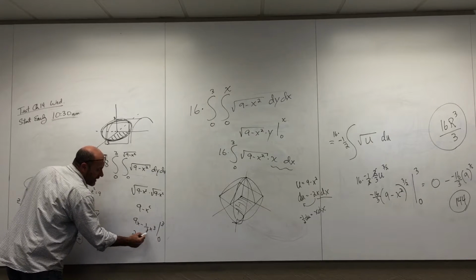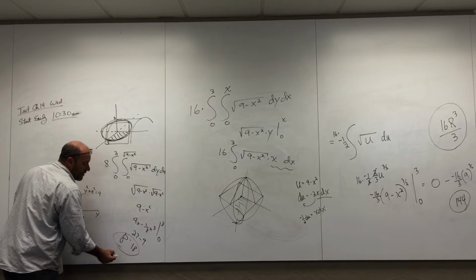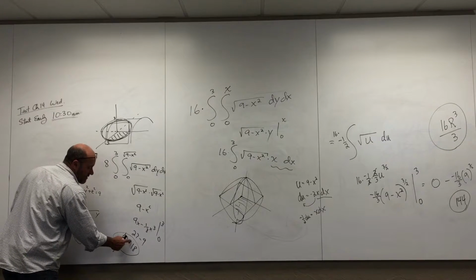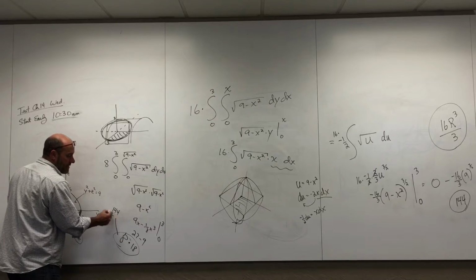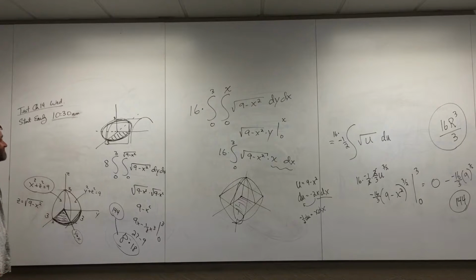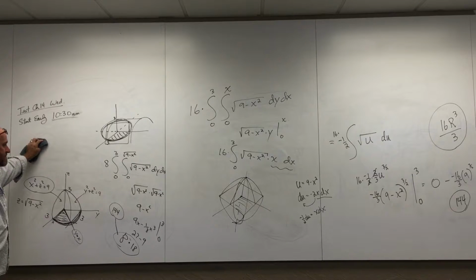You get 27 minus 9. You get 18 times this 8. What's that, 144? Yep. I'll be damned. Good job, Zachary. You did it different. That's pretty cool. Good thing you told me, or I might have marked you wrong.